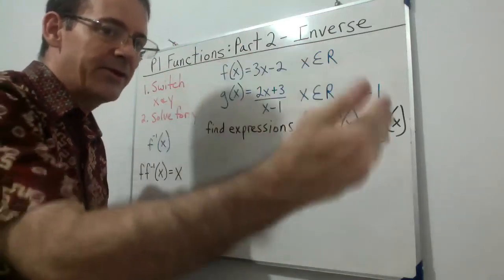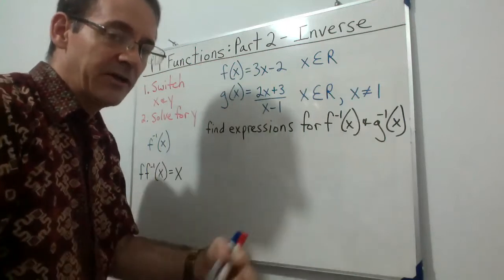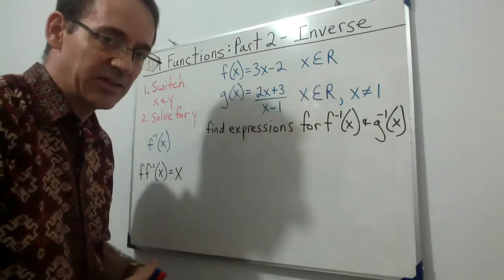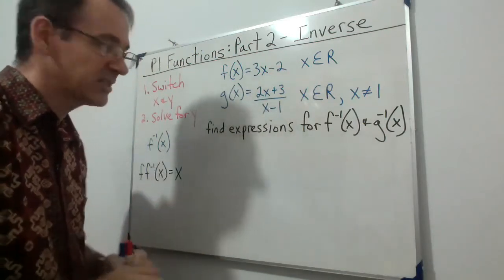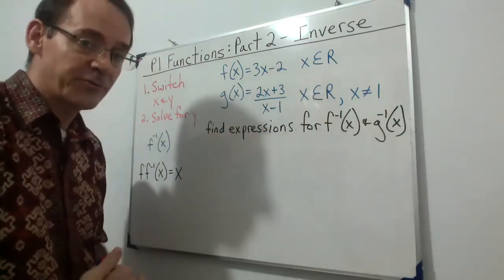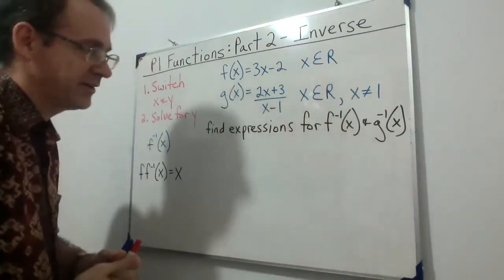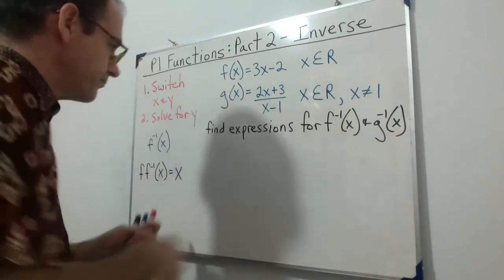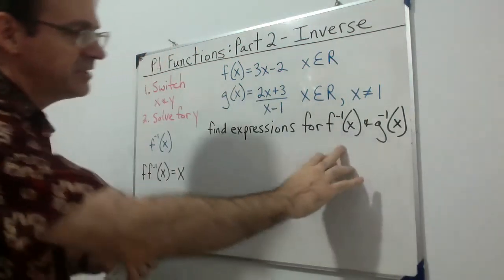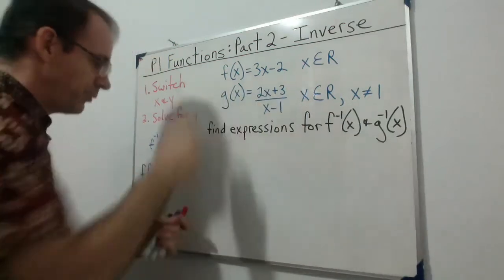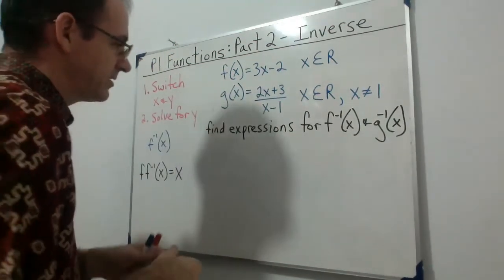Like I said, later, when you have to start finding domain and range, I'll address that in a separate video, but they do start asking for that with inverse functions. But I'm going to set that part aside and just deal with the skill and the correlation part. So find expressions for the inverse of f of x and the inverse of g of x. So we'll start with our f of x here.